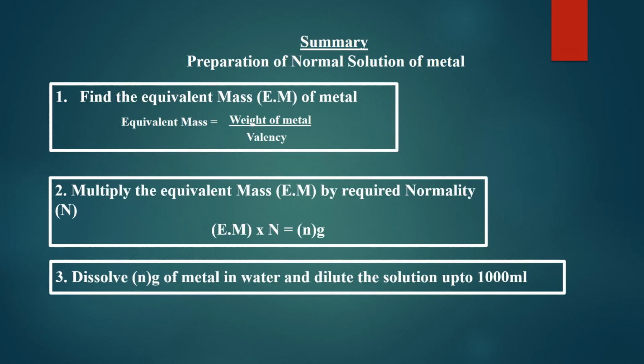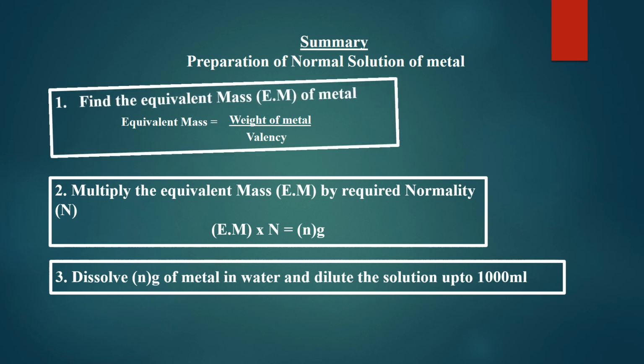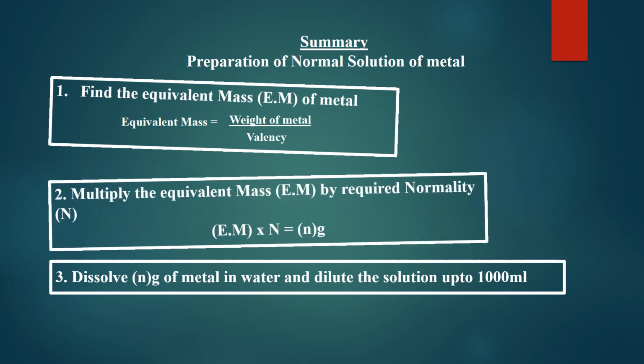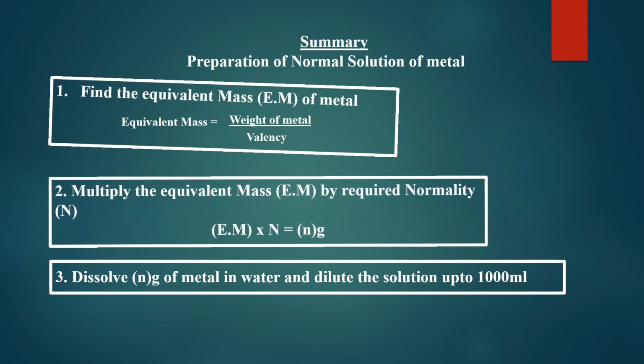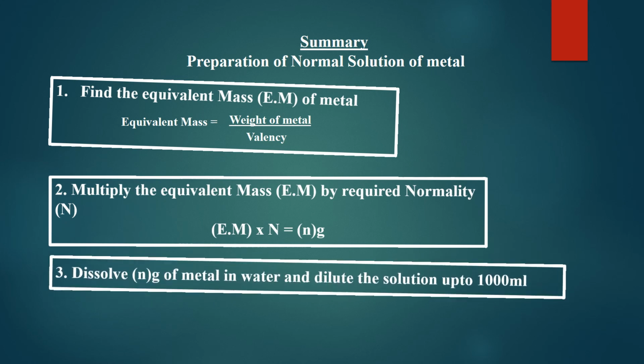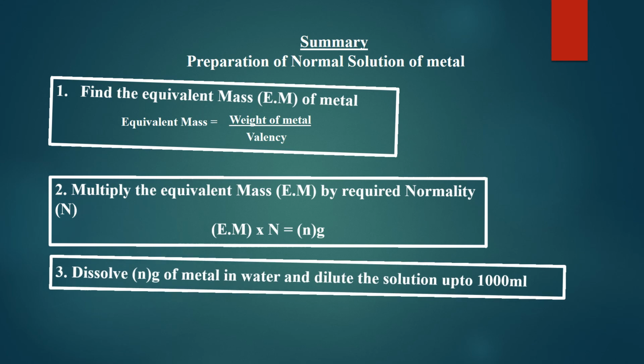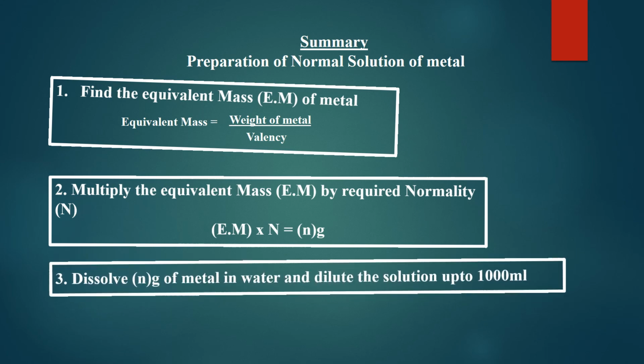Let's summarize how we can prepare normal solution of any metal. First of all, find out equivalent mass of metal by dividing atomic weight of metal by its valency. Then multiply equivalent mass with required normality. And at the end take the coming mass of metal in beaker. Dissolve it in water and dilute the solution up to 1000 milliliters.